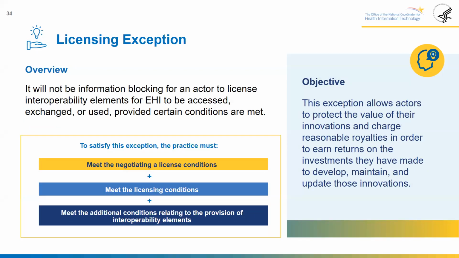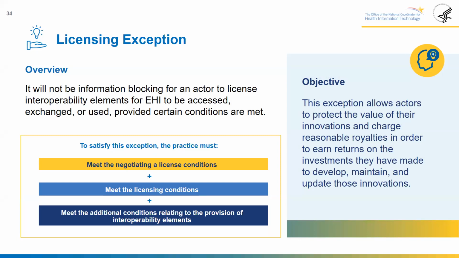All right, we're finally there, the last exception, so the licensing exception. So why is this exception necessary? Sometimes a license is necessary to get the EHI out to patients, providers, and others. And this exception allows actors to protect the value of their innovations and to charge reasonable royalties in order to earn returns on their investments that they've made to develop, maintain, and update those innovations.